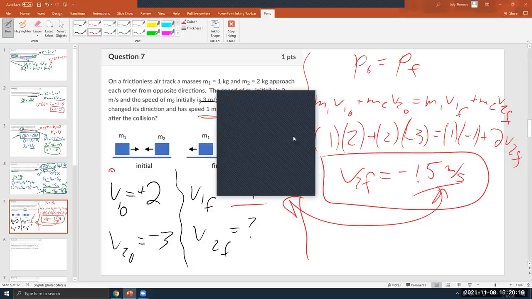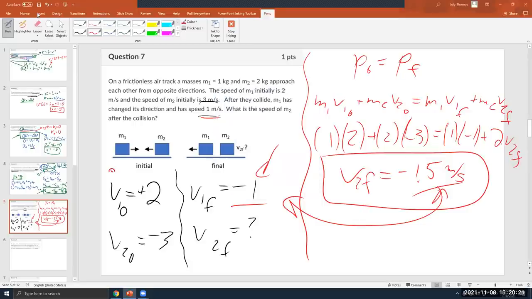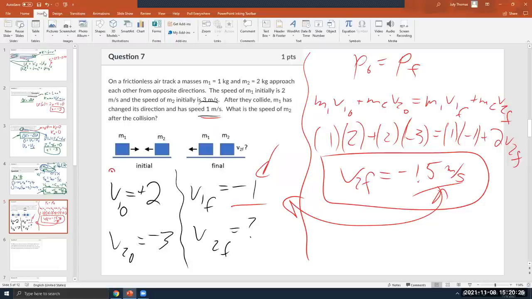That's a good question in the chat. Let's talk about that one. So Julia just asked about how this problem would be different if we had an elastic collision.